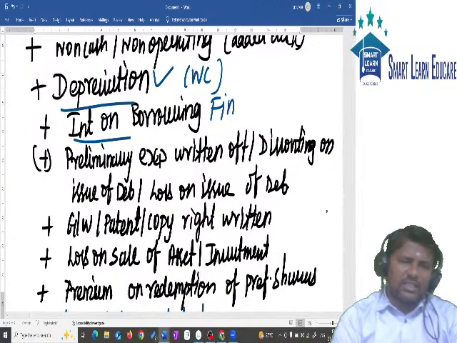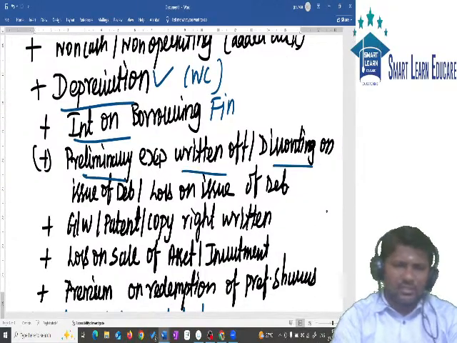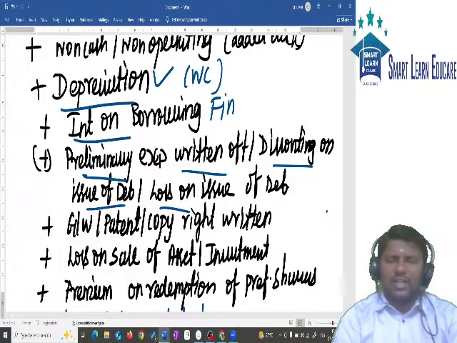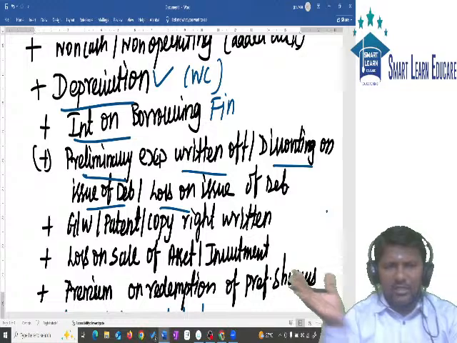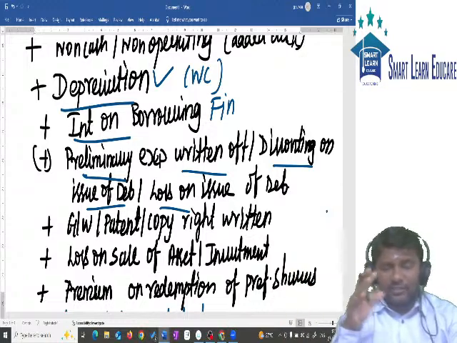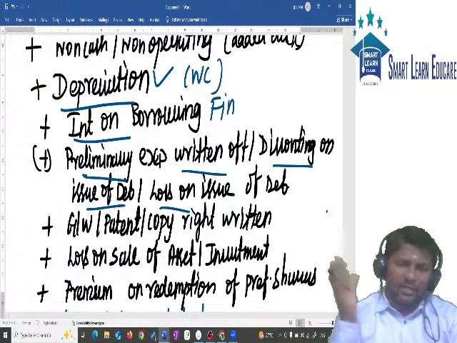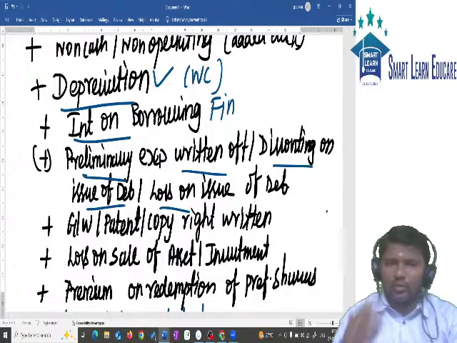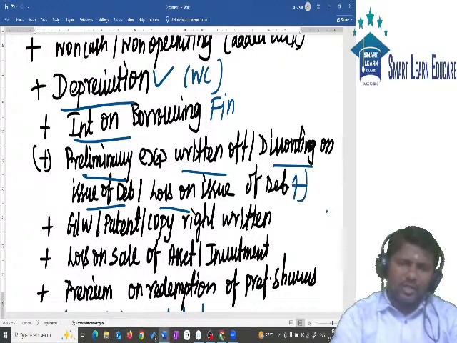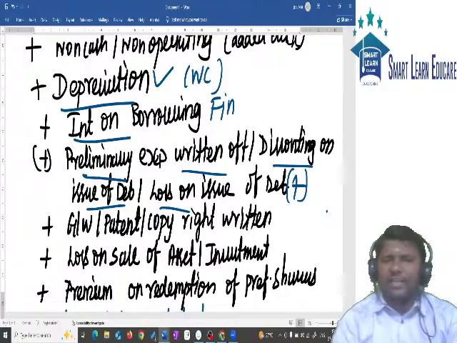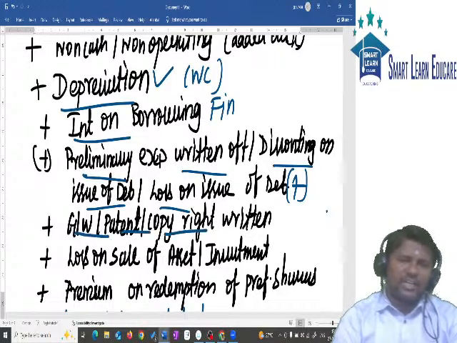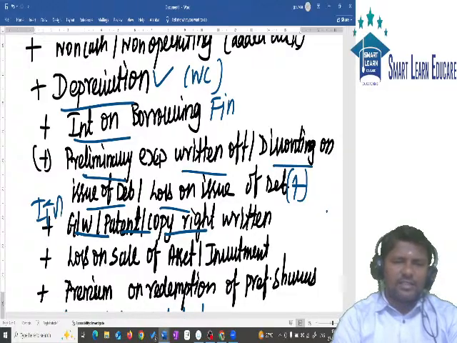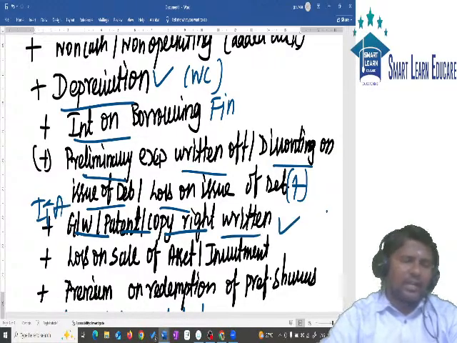Miscellaneous expenses, preliminary expenses, discount on issue of shares, all these expenses which are incurred will first be shown as an asset, and over a period of time they will be debited to the P&L account. So these things should be added back, because in these things we don't have any cash flow. Goodwill, patent and copyright are intangible assets. Intangible asset written off should also be added back.